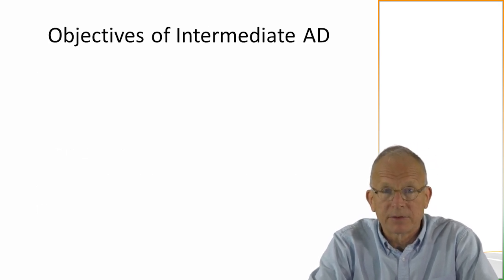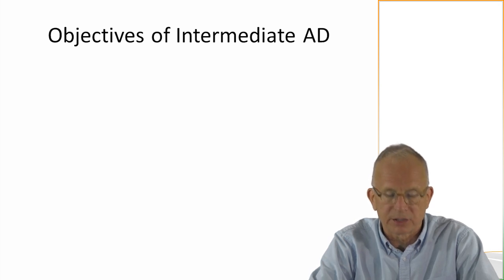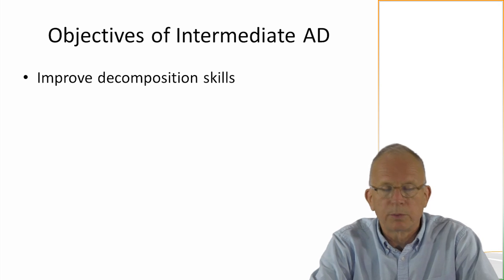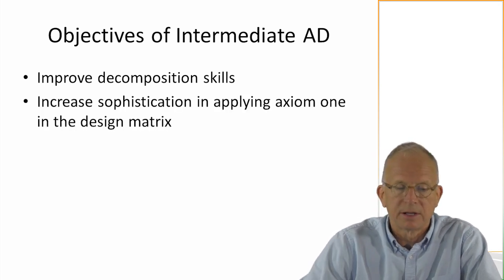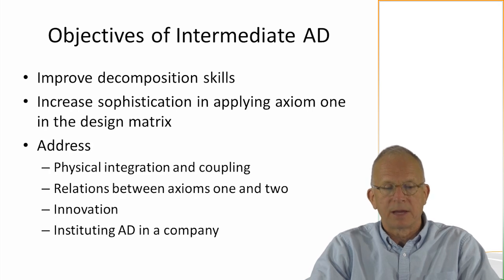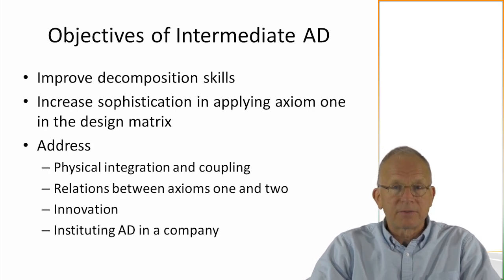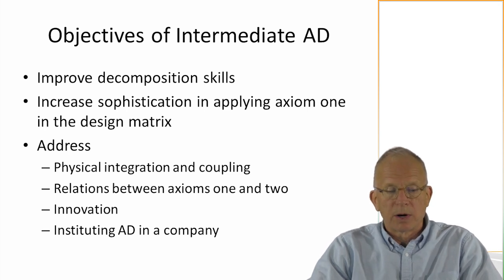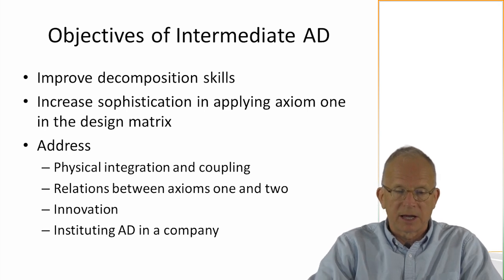The objectives for this intermediate axiomatic design section are to improve decomposition skills, increase the sophistication in applying axiom 1 in the design matrix, and address physical integration and coupling, relations between axiom 1 and axiom 2, innovation, and instituting axiomatic design in a company.